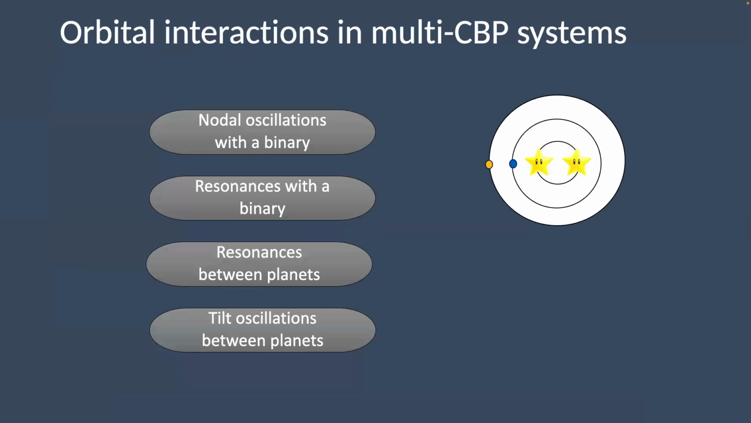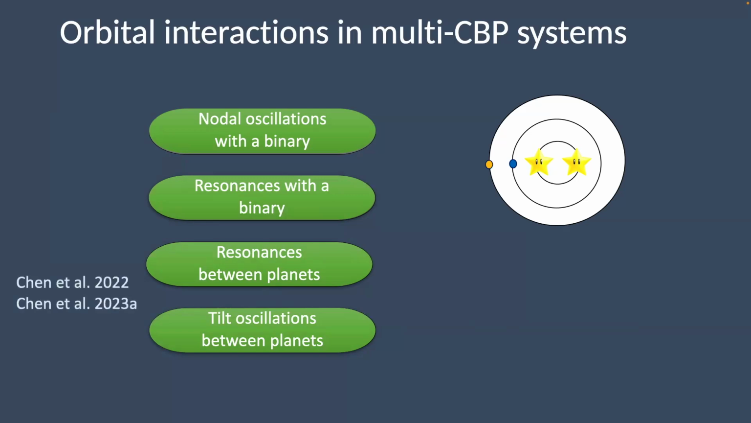Okay, so this cartoon shows that we have a binary and two planets. So we have to consider not only the oscillation with the binary and resonance with the binary, but we also have to consider the resonance between the two planets and the Kozai oscillation between the planets. To introduce the oscillation between the binary, I think I need to solve a fourth order inverse matrix. But there's not enough space on the whiteboard, so we just see the results.